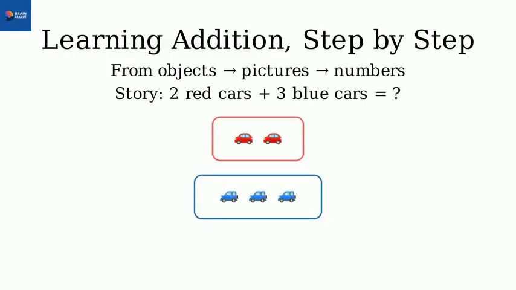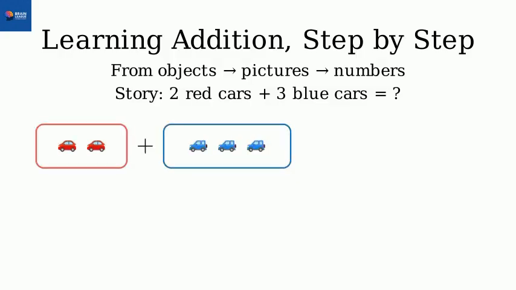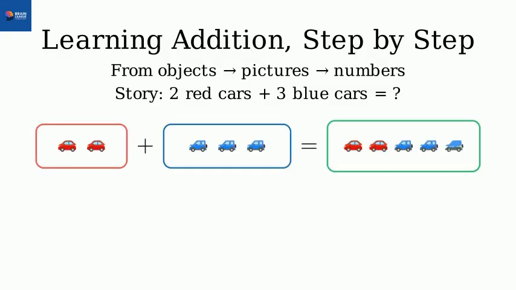Let's tell a story. Here are 2 red cars and 3 blue cars. We put them together and count all the cars. So 2 plus 3 equals 5.